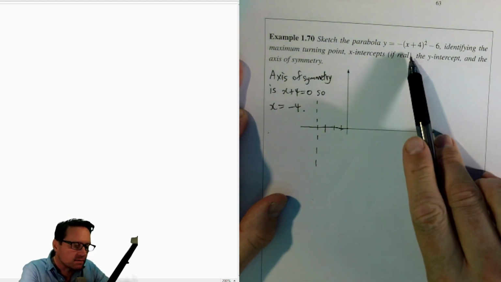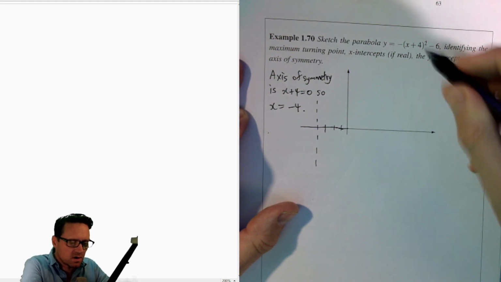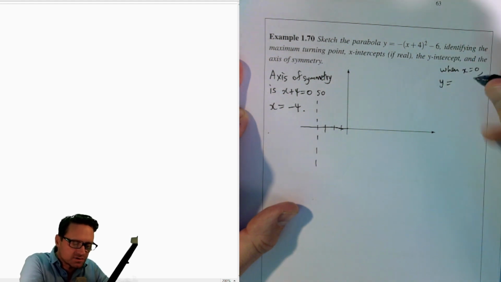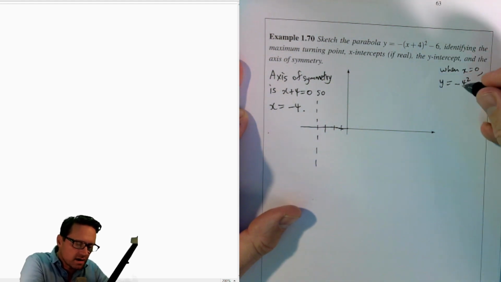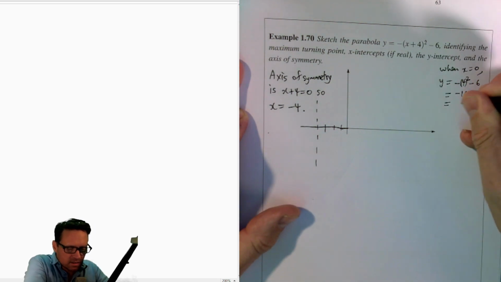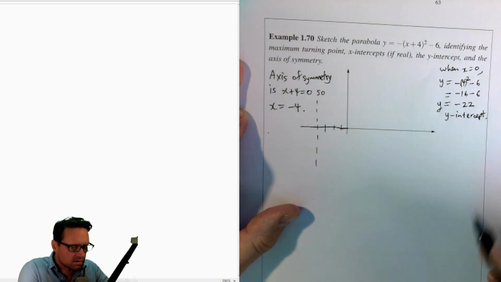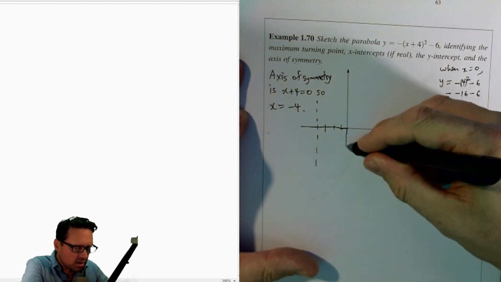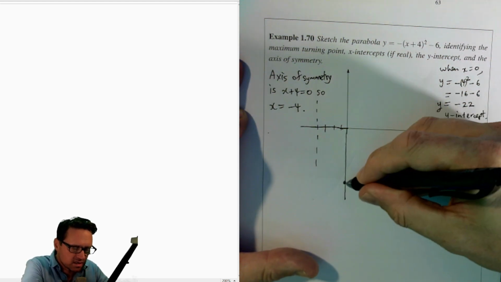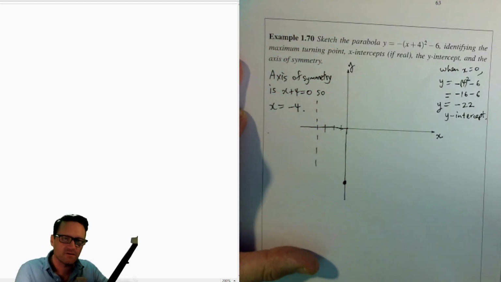Now, when x is equal to 0, we have y equals minus 4 squared. Now the bracket is around the 4 itself. The minus is on the outside, and then minus 6. 4 squared is 16. Minus 16 minus 6 is minus 22. So this is our y-intercept. Okay, and so that would be possibly way down here. Let's just pick a point. We can change the scale of our y-axis. We've chosen a scale already for our x-axis.